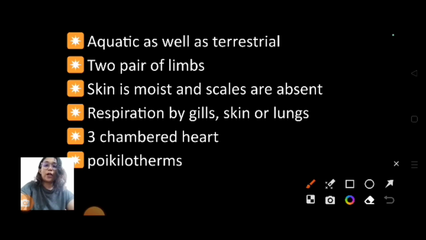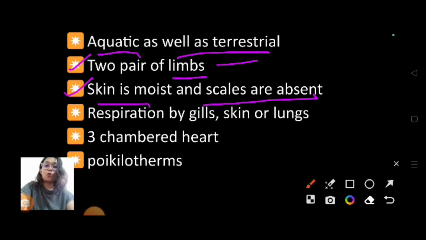In the first point it is saying they are aquatic as well as terrestrial. They can survive in both aquatic and terrestrial environments. Two pairs of limbs are present, therefore it is called tetrapods. Two pairs of limbs means two pairs of legs. Skin is very smooth and moist, it is not dry. Scales are absent, no scales present here.